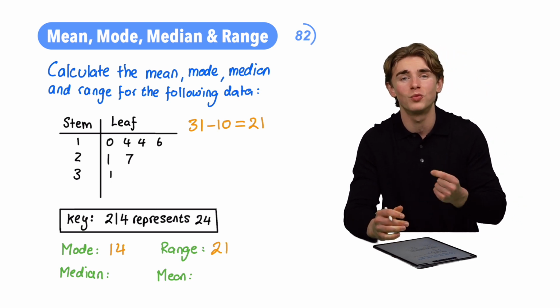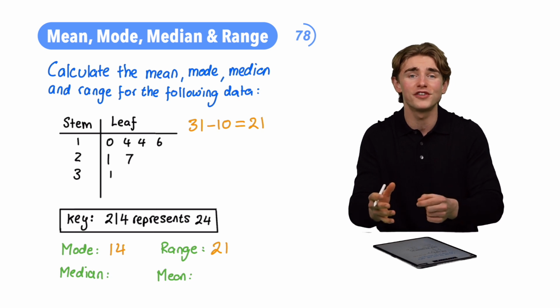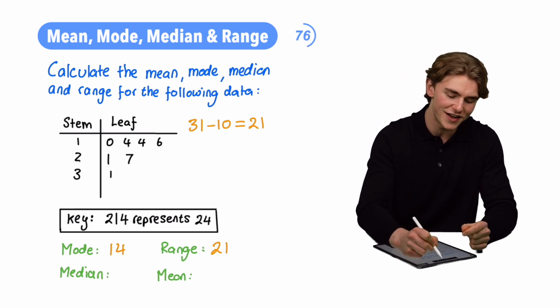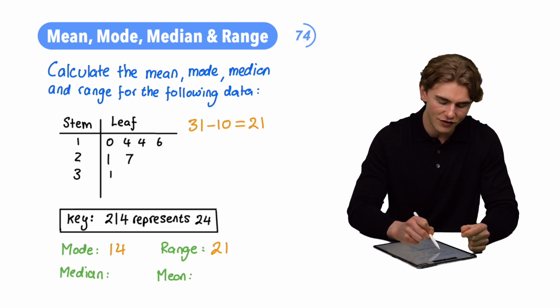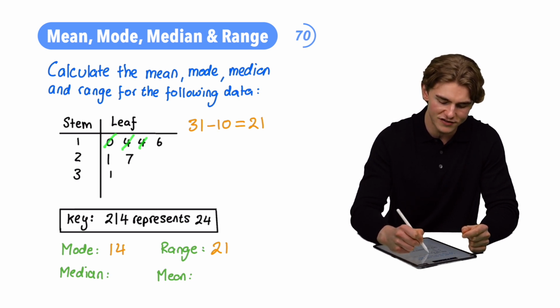Next up, our median. What's it going to be? The median, guys, that one is going to be the one which, when we line them up from smallest to largest, is in the middle. So we can see conveniently that in our stem and leaf diagram, they're already lined up from smallest to largest. We have smallest, next smallest, next smallest, next smallest, etc.